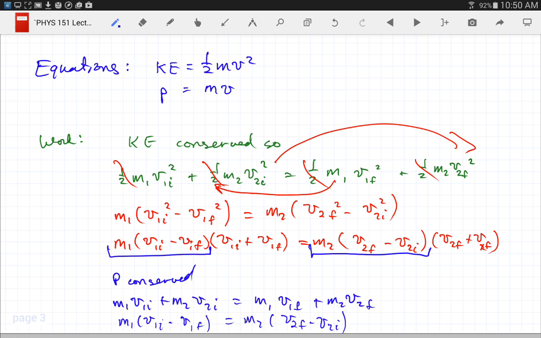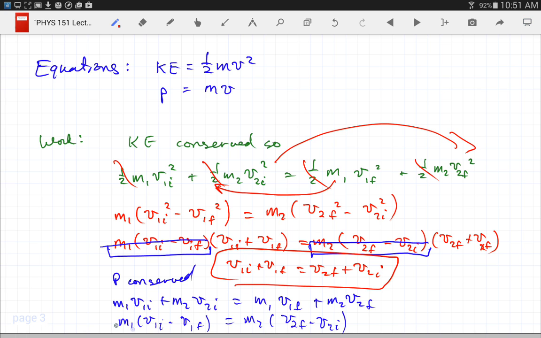So those two things that I put the blue underline are equal to each other, which means I can divide them out. And so my kinetic energy equation, if I divide out the two things that are equal to each other on either side, it just gave me the simple relation v1 initial plus v1 final equals v2 final plus v2 initial. So that's one equation. This is the other equation. Now I need to solve by combining the two equations.